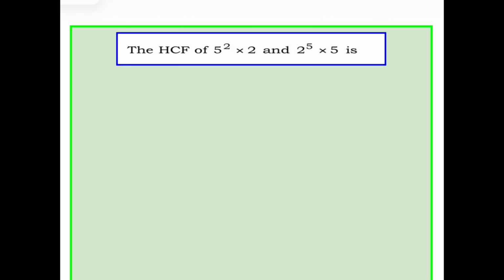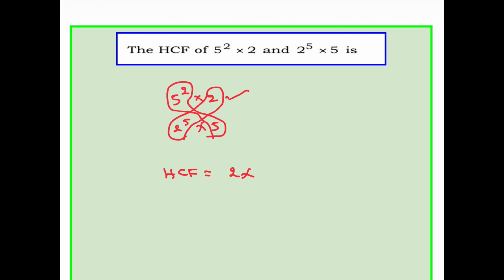Next, find the HCF of 5 power 2 into 2 and one more 2 power 5 into 5. We need to find out HCF. HCF means highest common factor, but here powers are given. If the powers are given in the question, take the least power: of 2 the powers are 2 and 5, the least is power 2; of 5 the powers are 1 and 2, the least is 5 power 1. So 2 into 5, HCF is 2 fives are 10.